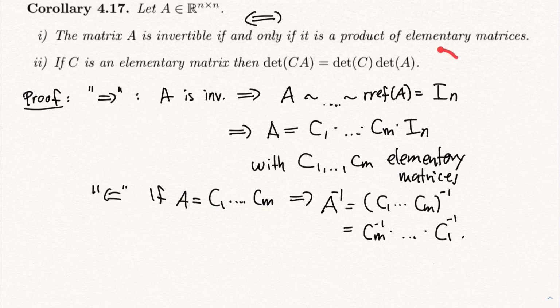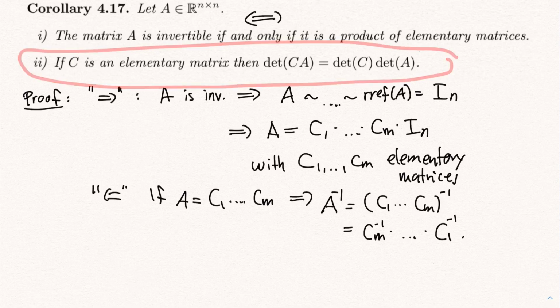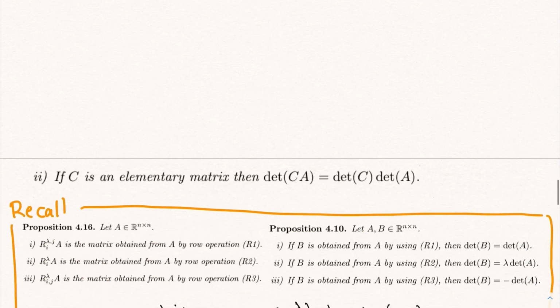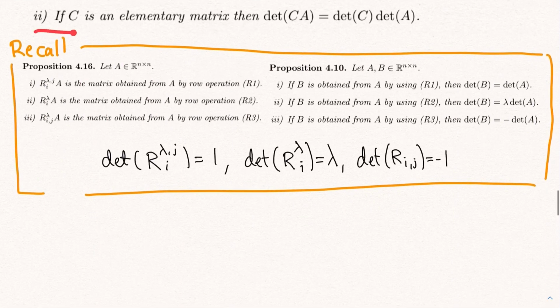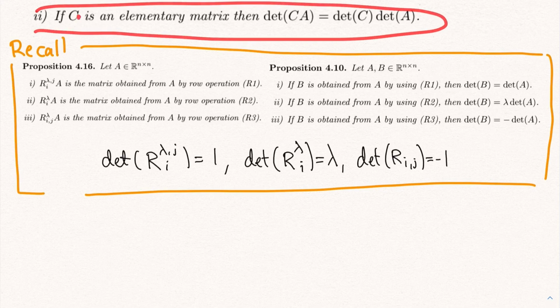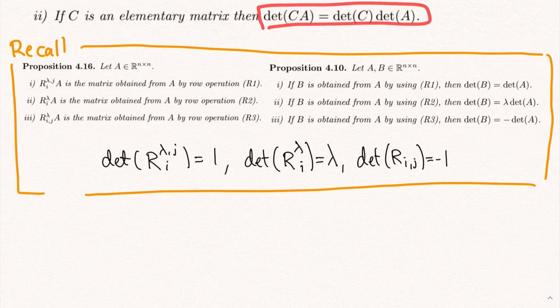And for the second statement, this is basically just a reformulation of everything we saw before. So here, this is the second statement we want to show. If C is an elementary matrix, then we have this formula here.